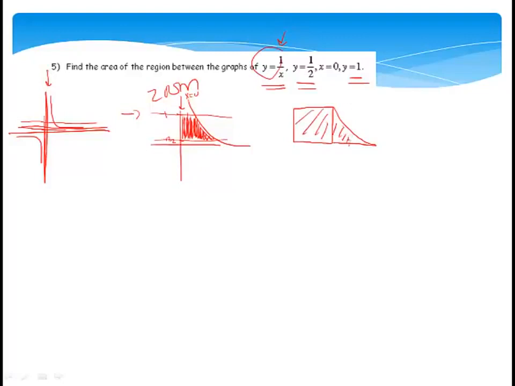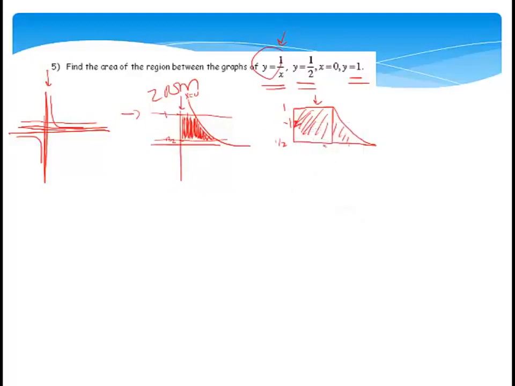So what we're going to do is take each one of these one by one. Well, technically, we don't really have to take the integral to figure out this area, because this area, look at that, half up to 1, that distance is a half.